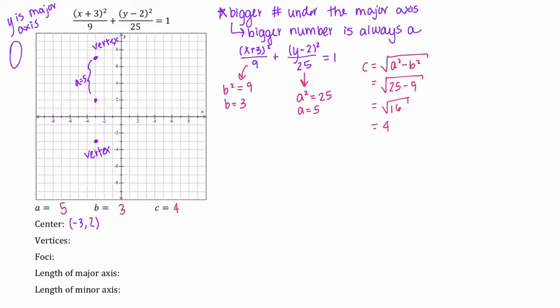Our co-vertices are going to go on the minor axis, which is going to be the x-axis, and they will be 3 units away from the center. So this is the center, and we're going 3 units away, so left and right, 1, 2, 3. This is a co-vertex. 3 on the other side, that's our other co-vertex. And we can now fill in down here. So we have the vertices. This is the point -3, 7. And the other point down here is the point -3, -3.